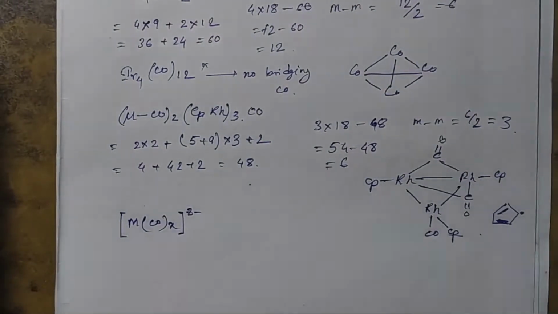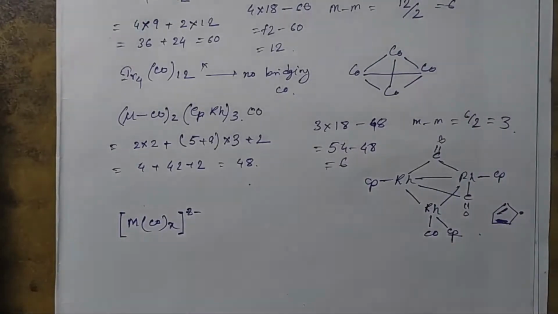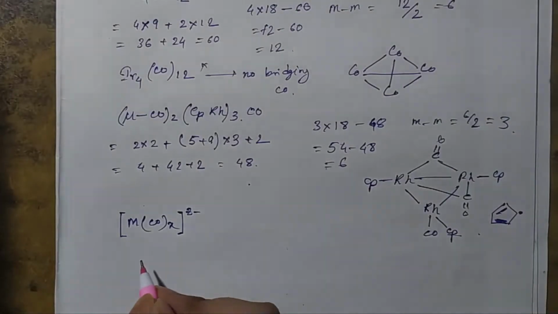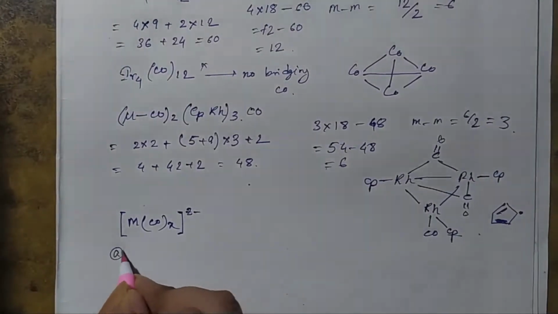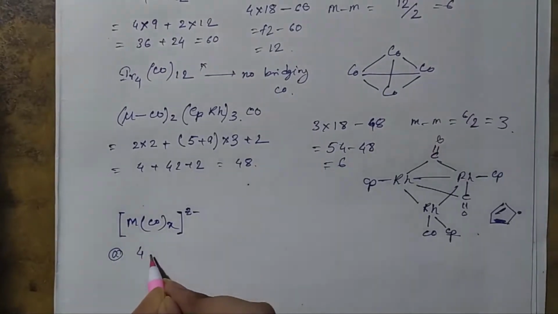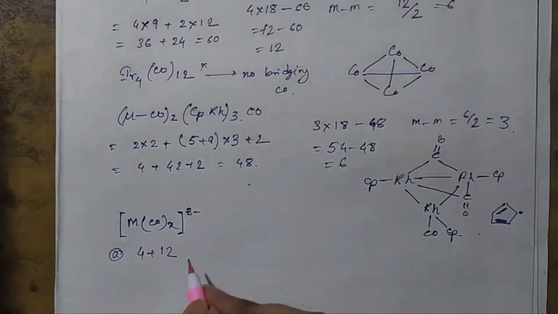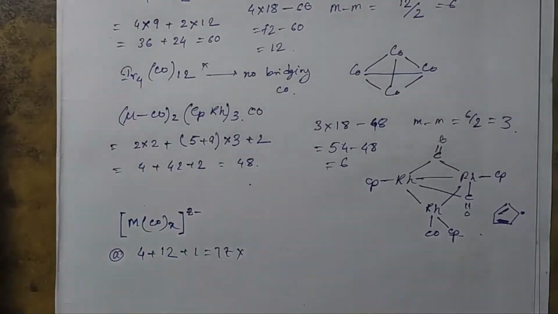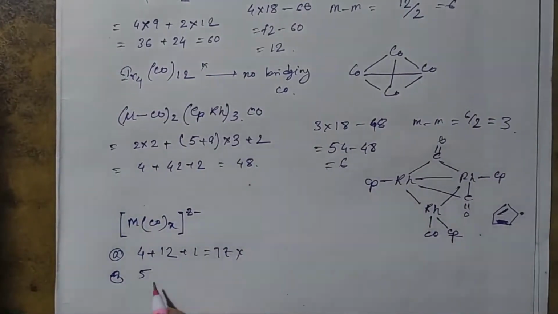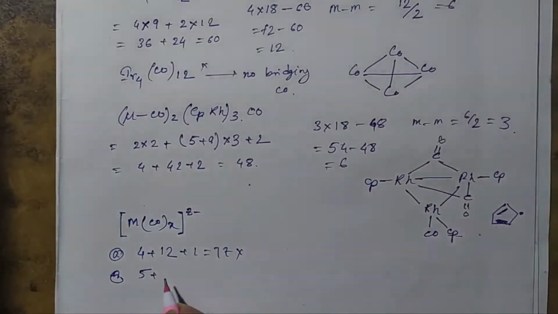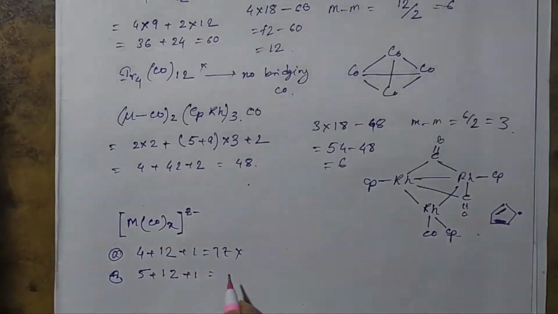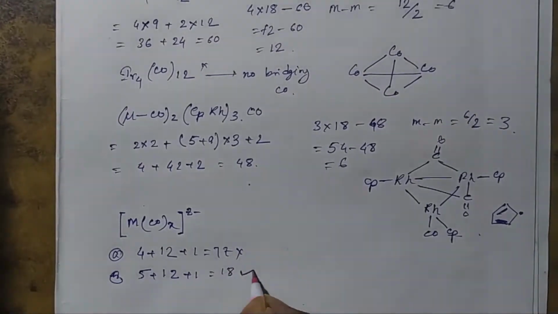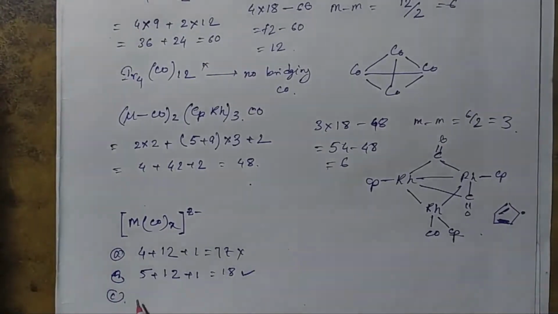So the next example I will discuss has previously appeared in the CSIR exam. This is the problem, so you just have to put the options back to back so that you can answer it. From the first option A we get the number of electrons from the metal 4, from the carbonyl 12, and from the charge 1, we get 70. That is not satisfying the 18 electron rule. From option B, there are 5 electrons from the metal, 12 from the ligand, 1 from the charge, about 18. We get the right answer, but let's check the rest of the options.